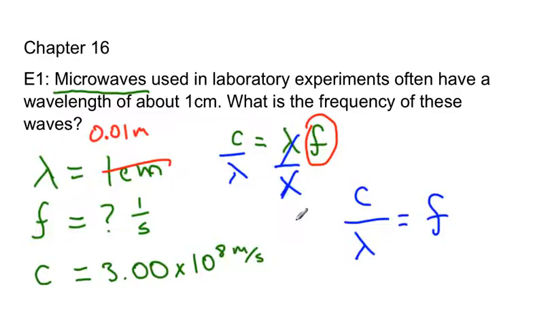To inspect the units, we have meter over second divided by meter. Meter cancels out with meter, and you're left with 1 over second. That's the unit we wanted. So all you gotta do is take 3 times 10 to the 8th meters per second divided by 0.01, and that will get you your frequency in 1 over second.